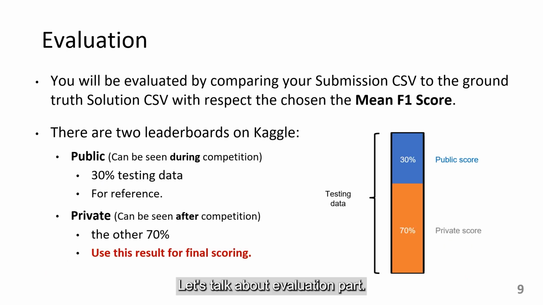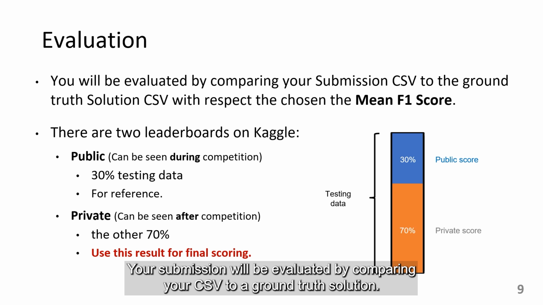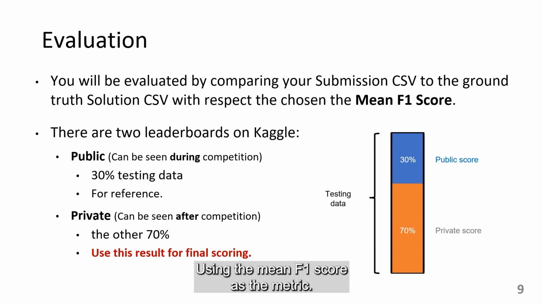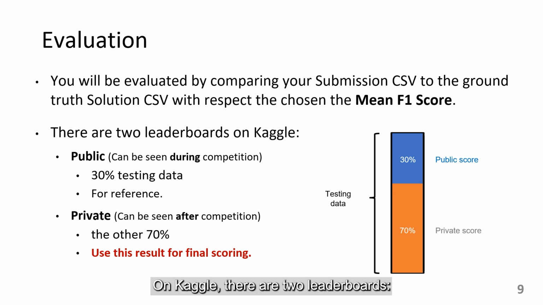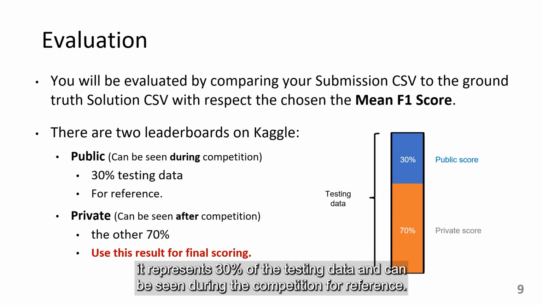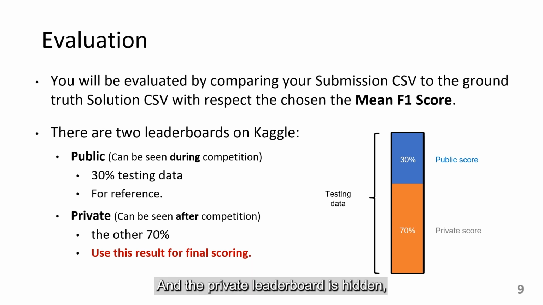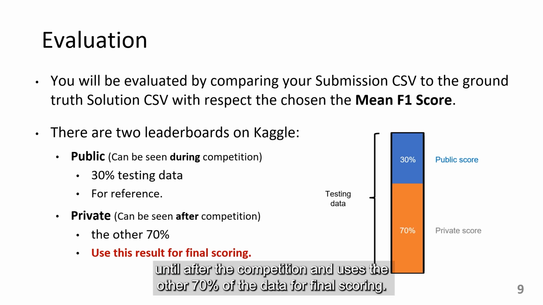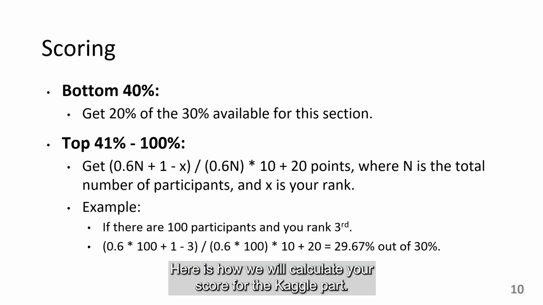Let's talk about the evaluation part. Your submission will be evaluated by comparing your CSV to the ground truth solution, using the mean F1 score as the metric. On Kaggle, there are 2 leaderboards. First one is the public leaderboard. It represents 30% of the testing data and can be seen during the competition for reference. And the private leaderboard is hidden until after the competition and uses the other 70% of the data for final scoring. Here's how we will calculate your score for the Kaggle part.